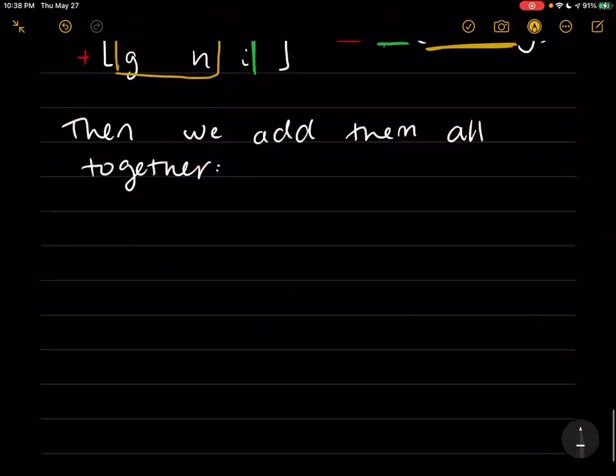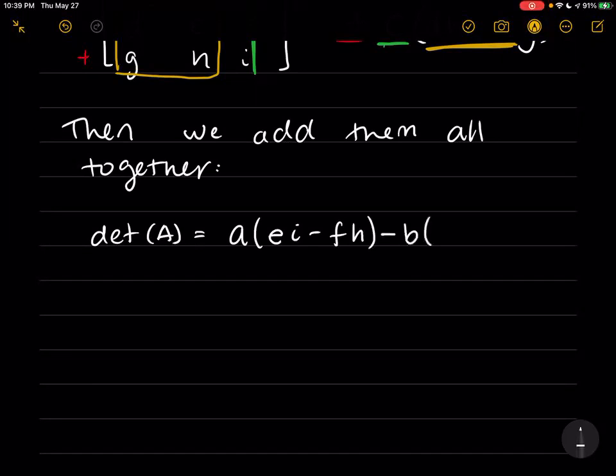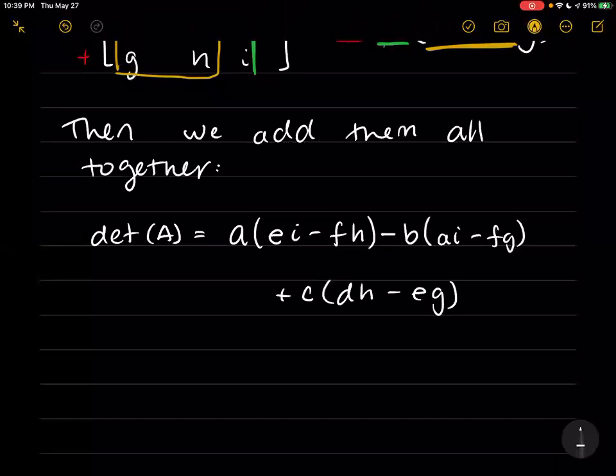So the determinant of A is going to be, the first thing we found was a positive A times E I minus F H, minus B times D I minus F G. So that minus came from the pluses and minuses, the red ones on the side. And then plus C times D H minus E G. So that's cofactor expansion when you focus on a row.